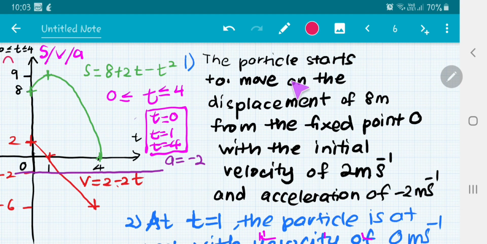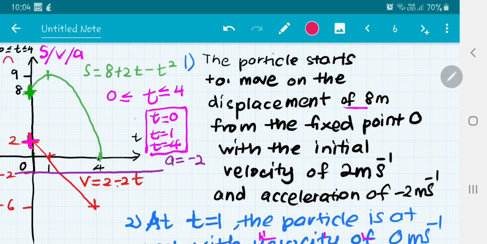Okay, so you can see the particle starts to move on the displacement of 8 meter. Yellow, green color. Start from here. So displacement, the particle starts to move on the displacement of 8 meter from the fixed point O. And then here, look at the velocity graph. Here the initial velocity, red color, is 2 meter per second.